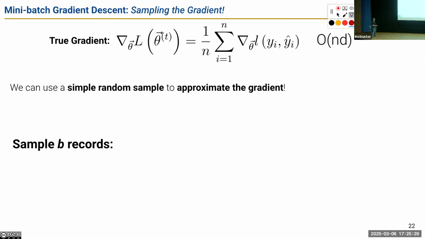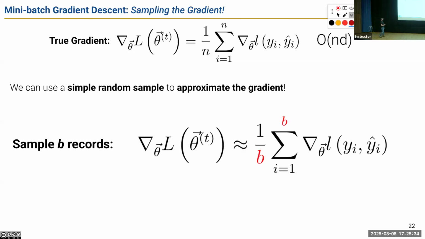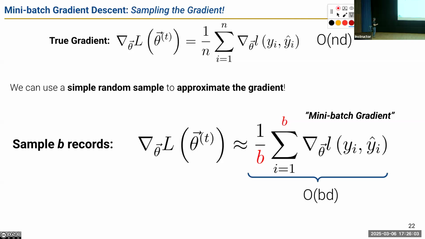So imagine you sample B records in your data set. In the previous case, we sampled n over 2 records. And then you approximate the gradient by just taking the average of the gradient of the individual data point level loss for those B data points. And that is now your approximation of the gradient. Those B points were randomly sampled, so you'd hope that they are representative of your entire data set. That is called a mini batch gradient. Whereas this is called a batch gradient or just the exact gradient.